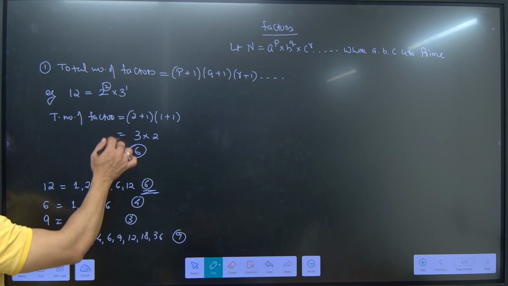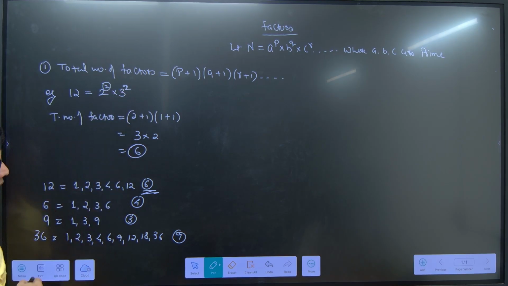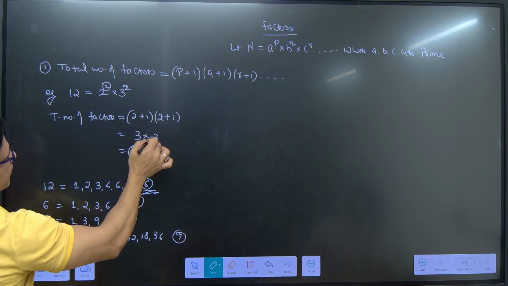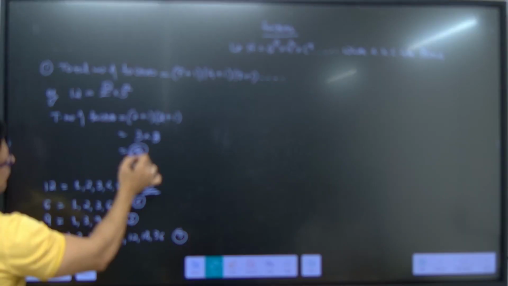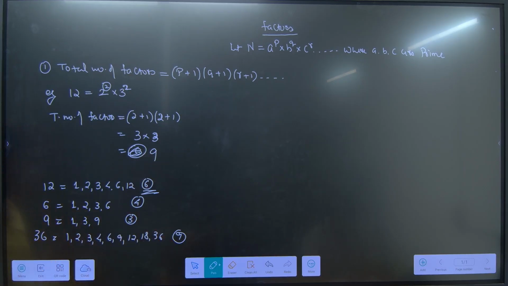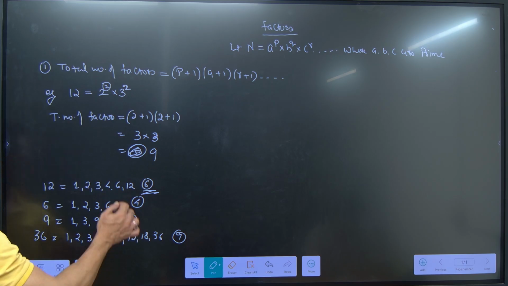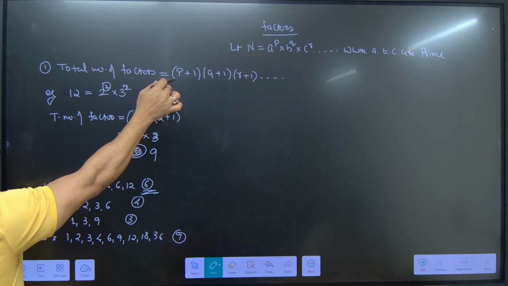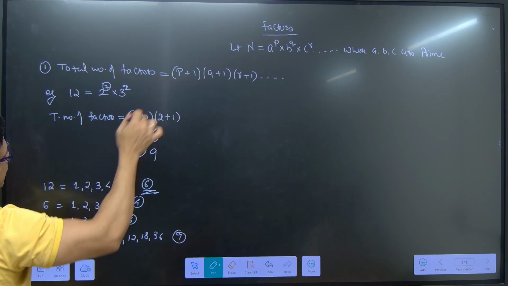So to find the total number of factors for 36, take power plus 1, again power plus 1. 3 threes are 9, see, 9 factors. So to find the total number of factors, you simply use this formula. You prime factorize the number, add power plus 1, and use this formula: power plus 1 into power plus 1.